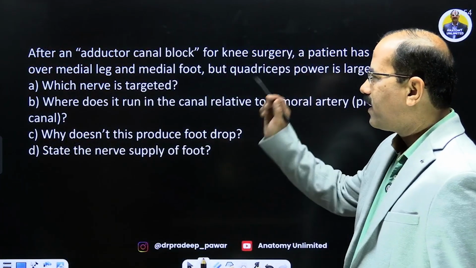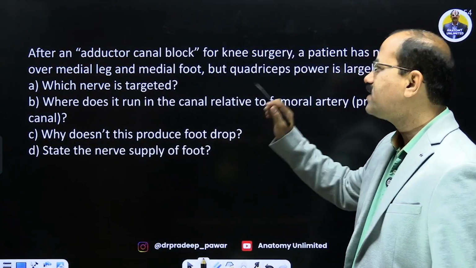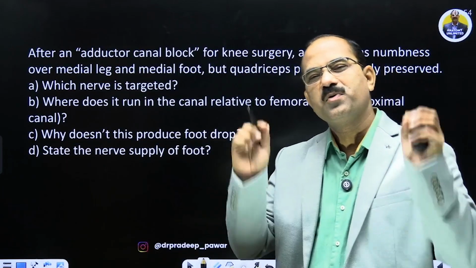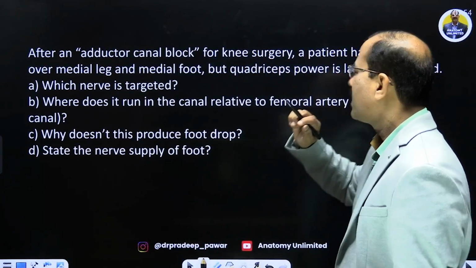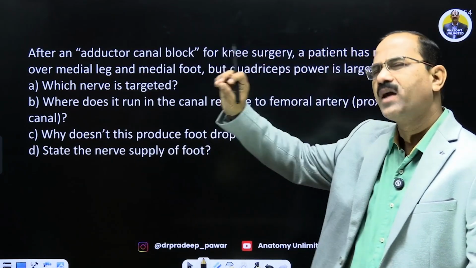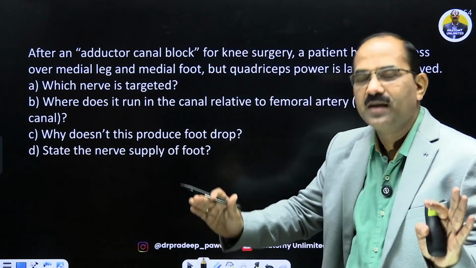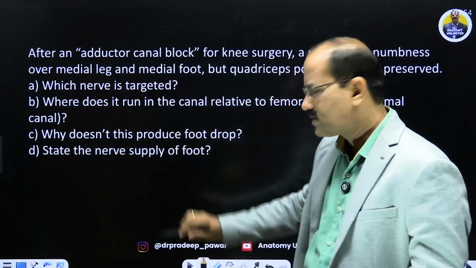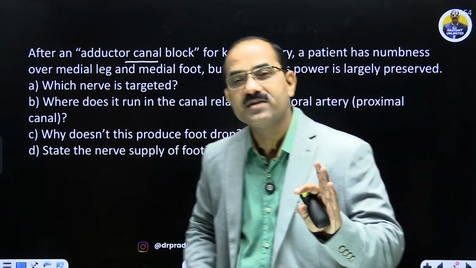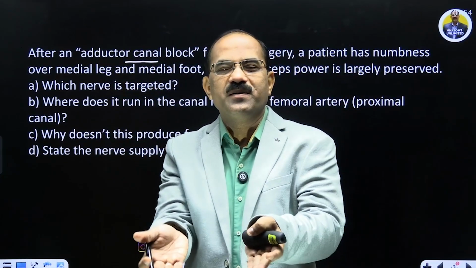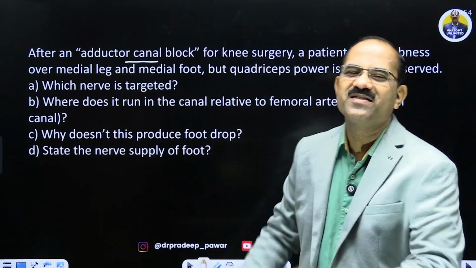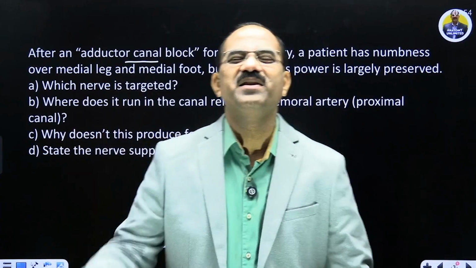After an adductor canal block for knee surgery, अब knee surgery चल रही है, adductor canal में anesthesia दिया है to block the nerves during knee surgery. A patient has numbness over the medial leg and the foot. Okay, so before going to anything, adductor canal block दिया है, तो let us understand the boundaries and the contents of adductor canal. जब आपको contents of adductor canal पता होगा, तब you will be able to answer this MCQ, right? Because it's an adductor canal block.